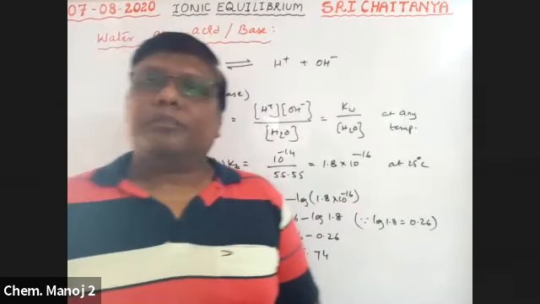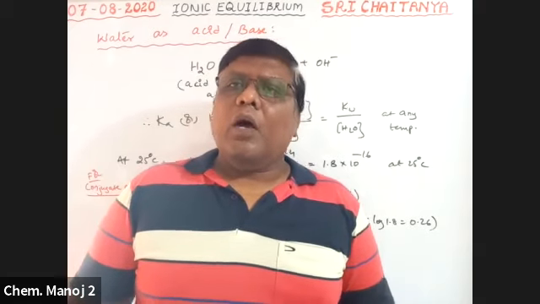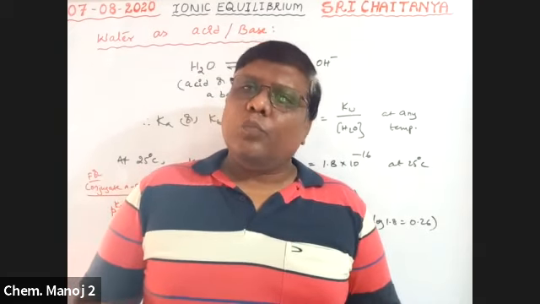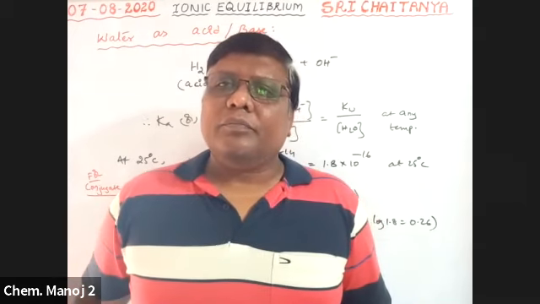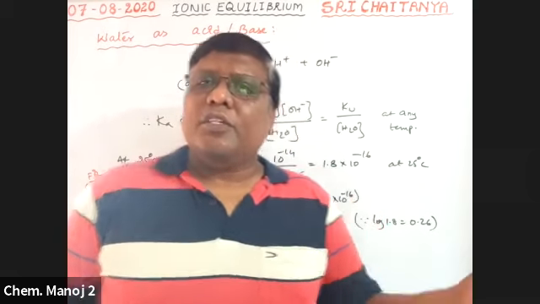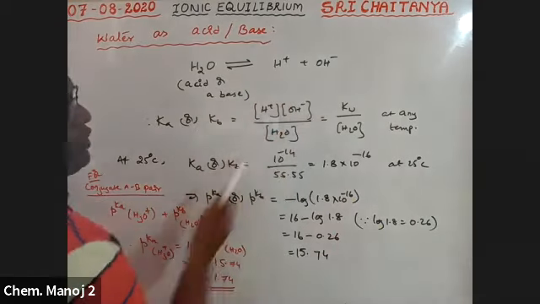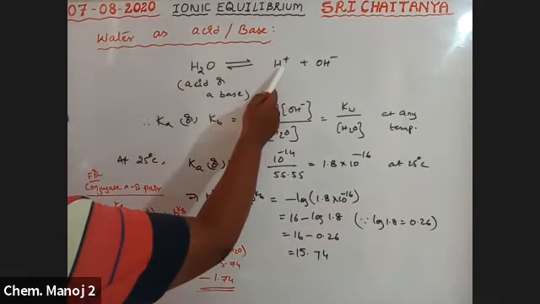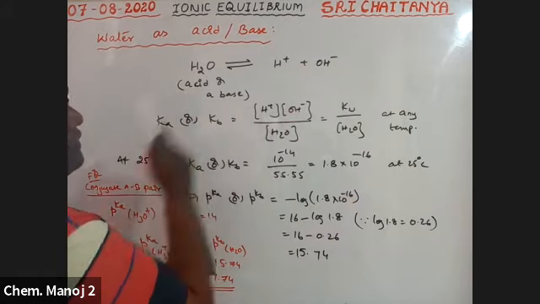Next topic, water. Water acts as both an acid and a base, a weak acid and a weak base. How does this exist in our concepts? See here, H2O is in equilibrium with H plus and OH minus ions. This water may release H plus ion and OH minus ion. That is why H2O acts as an acid as well as a base.